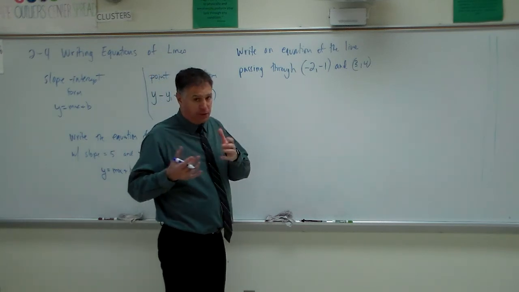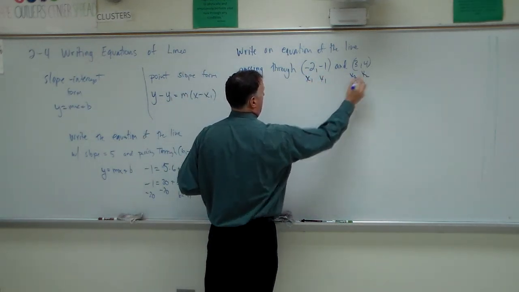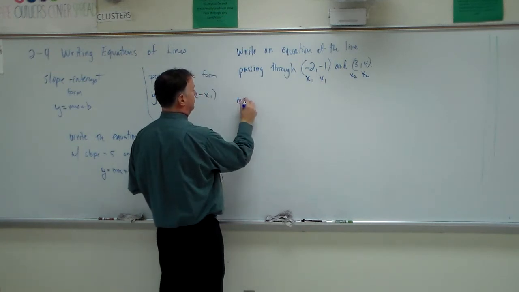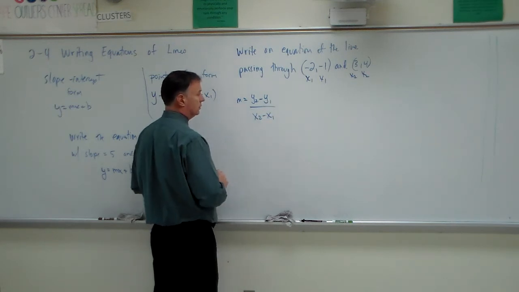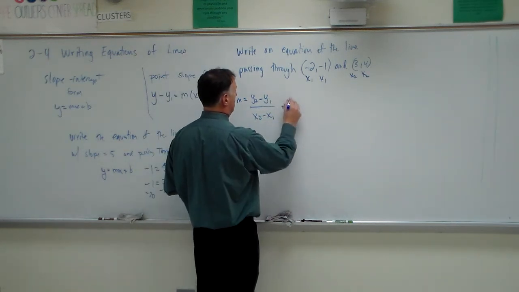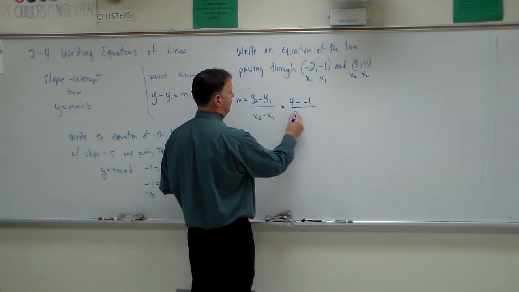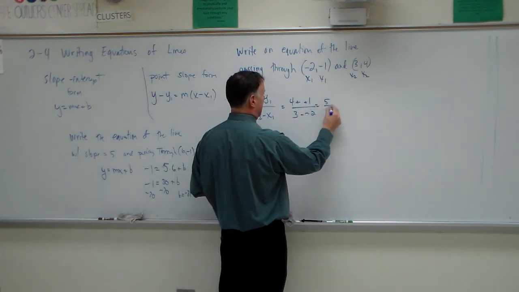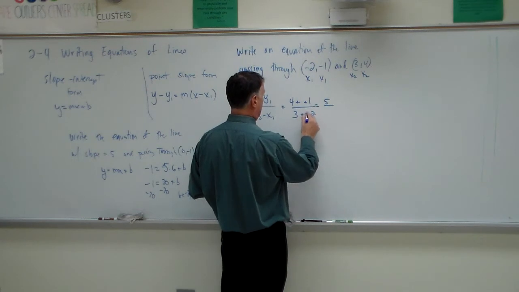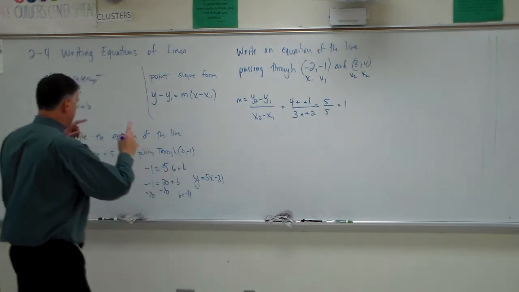You want to find the slope first. So I'm going to call this one x1 and this one y1, and this is x2 and this is y2. So I'm going to do y2 minus y1 over x2 minus x1. y2 is 4 minus y1 is negative 1, over x2, which is 3, and x1 is -2. So what do I get? It looks like I get 5/5. So 1.